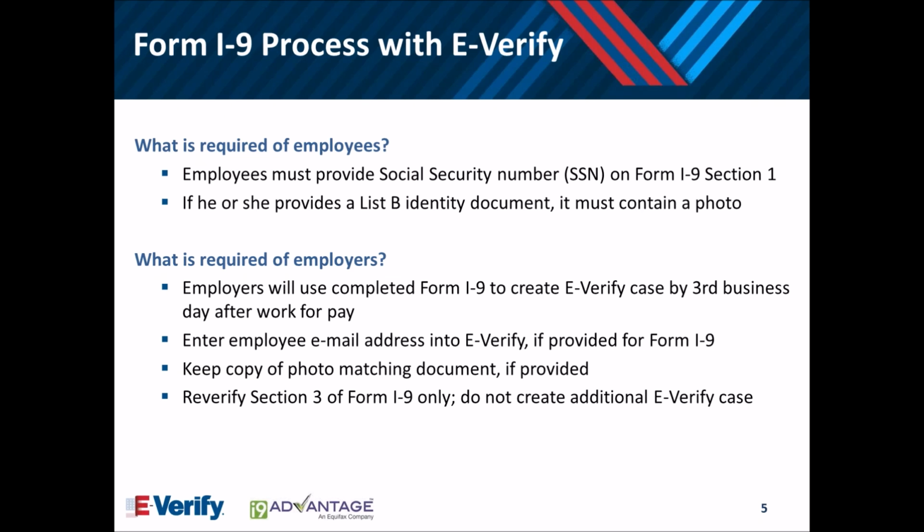We're going to also see a block on section 1 of the Form I-9 for an employee's email address. If the employee provides their email address, that is a voluntary entry for the employee, but if they choose to provide it and you're using E-Verify, you must enter that when creating the case in the system. If an employee provides you one of the photo match documents, regardless of your previous policies to retain photocopies of the acceptable documents, you do need to make a photocopy of the photo match documents and retain that with the Form I-9.